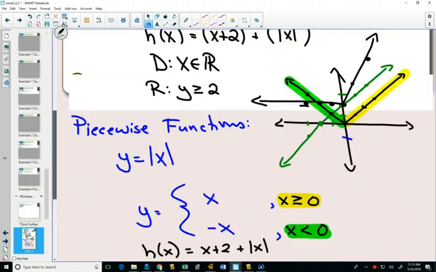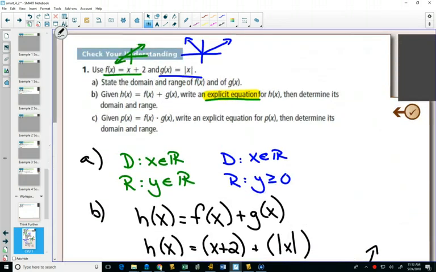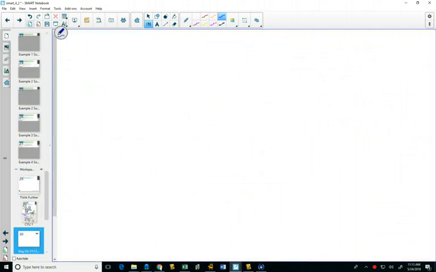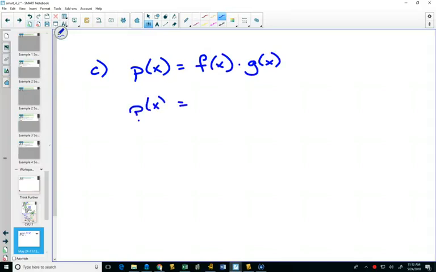When we get to Part C, Part C says write an explicit equation for the product of the two functions. So they say p of x is f of x times g of x. So the explicit equation would say, well, f of x is x plus 2. G of x was the absolute value of x.